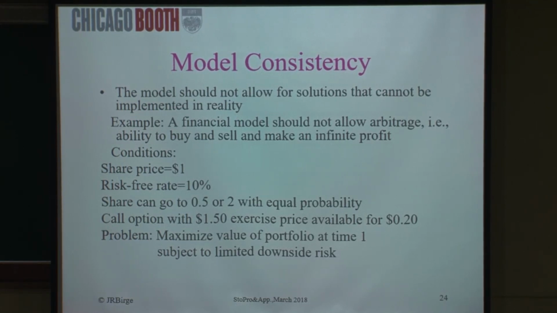One thing about consistency: you shouldn't allow the model to give you an answer that contradicts reality. If it gives you something that's provably not real, then that's not consistent. For example, a financial model should not allow arbitrage.